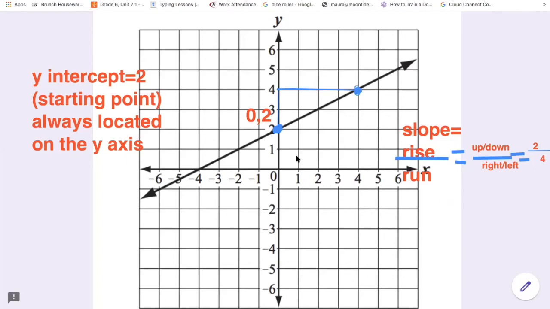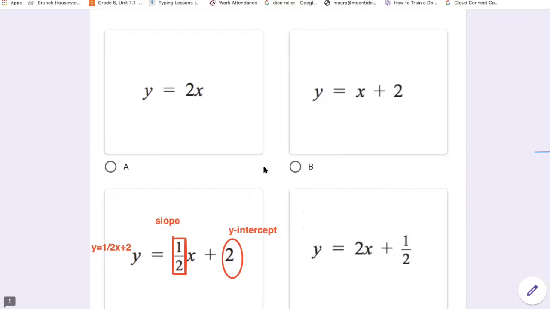So let's identify. So our equation should actually be, with our y-intercept and our slope, y equals 1/2 x plus 2. Select the letter C and submit your work.